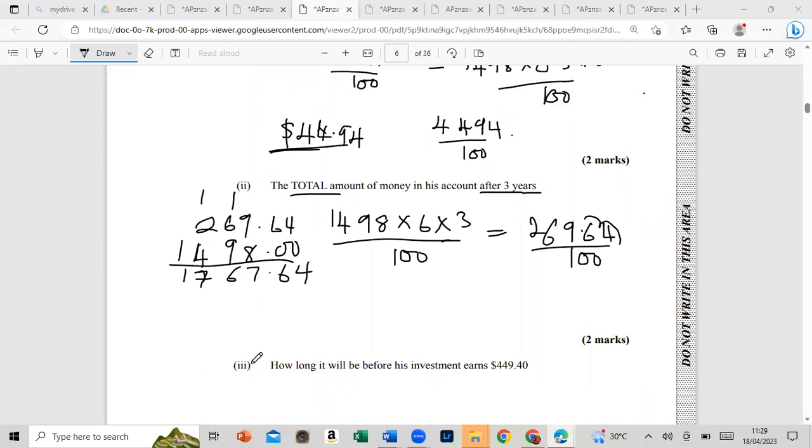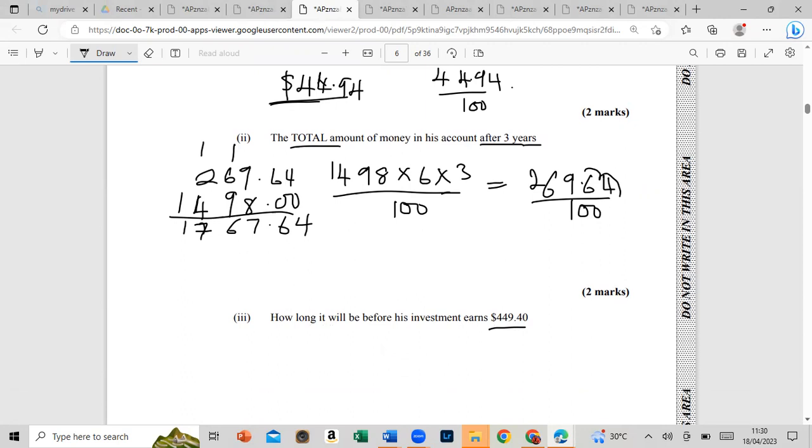Alright, and the last part says how long it will be before his investment earns $449.40. So what they want us to find is the time that it will take. Let us go back to the original question. So the initial investment was $1,498. They want to see the interest on that. What do we need? The time.